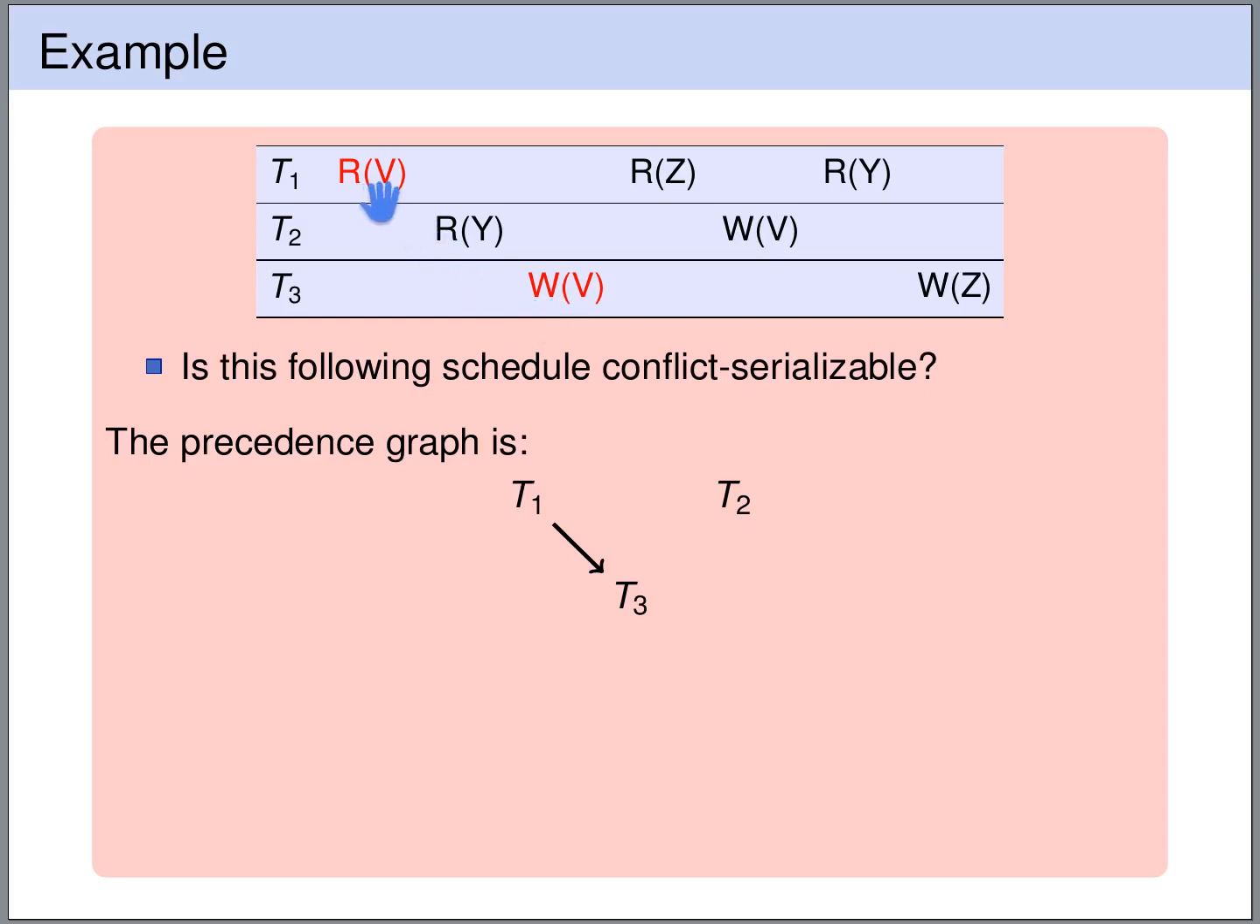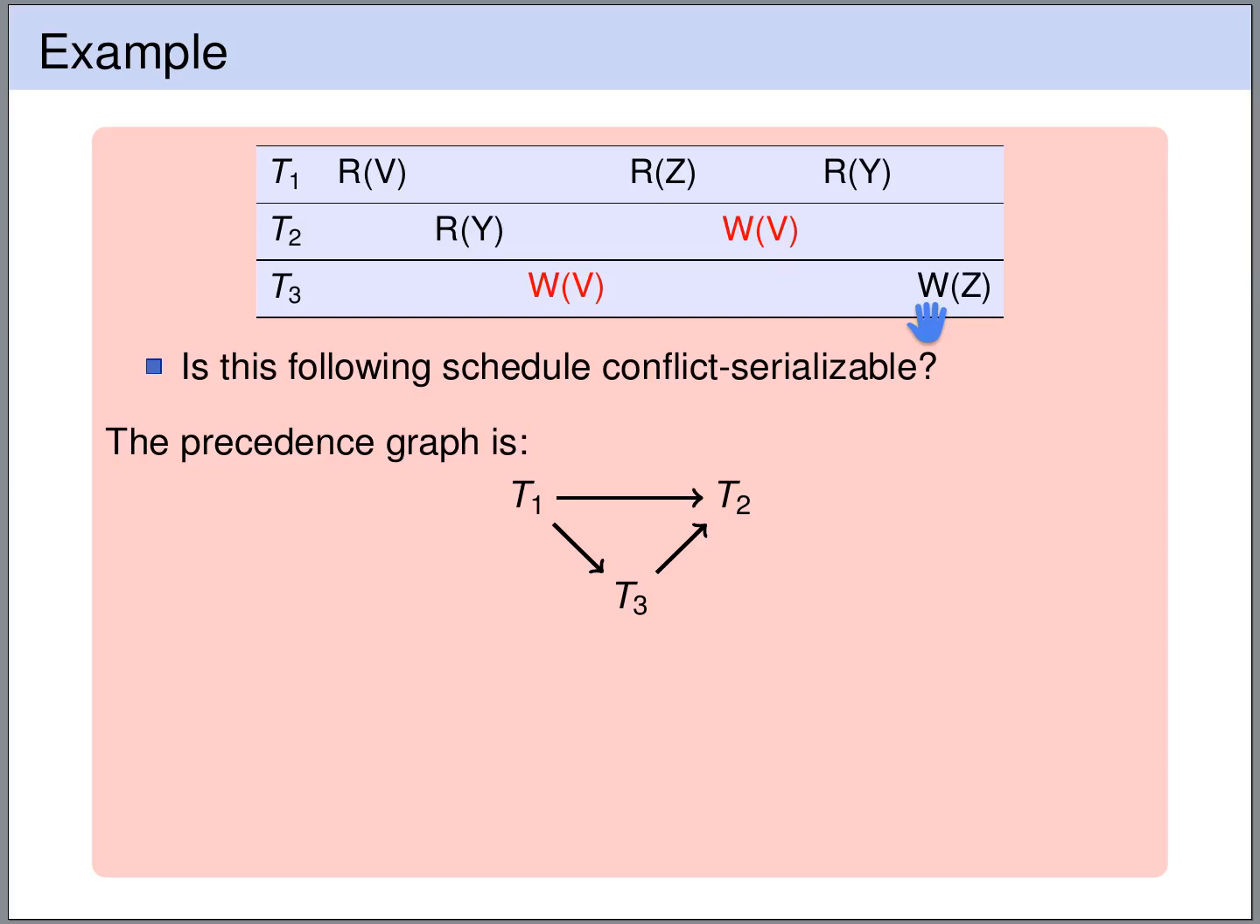Likewise, this read of V conflicts with this write of V in the second transaction, so we also get an edge from T1 to T2 in the precedence graph. And these 2 write actions conflict on themselves, so we get an edge from T3 to T2 in the precedence graph. There's one more conflict in this schedule, namely this read of Z and the write of Z. These 2 actions conflict, but we already have an edge from T1 to T3. So we don't need to add this edge again.